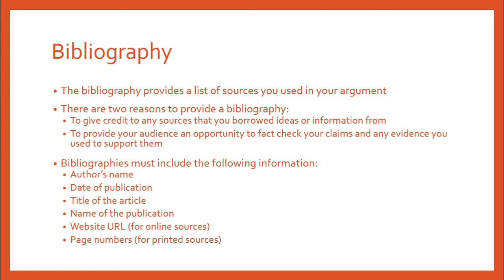So by giving them a bibliography, it provides them everything they need to be able to find the sources of information that you used for your argument. And so when you write a bibliography, the information needs to include these things. You need to have the author's name, the date of publication, the title of the article or the story or whatever, the name of the publication, so whatever it's published by, and then if it's an online source, you need a website URL, or if it's a printed source, you need page numbers.